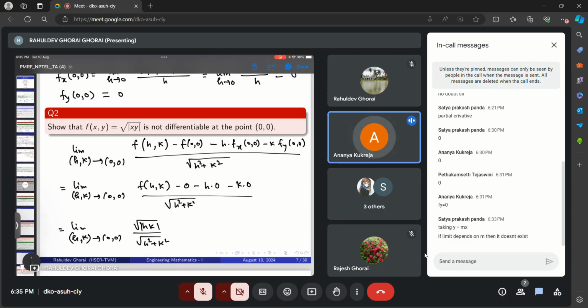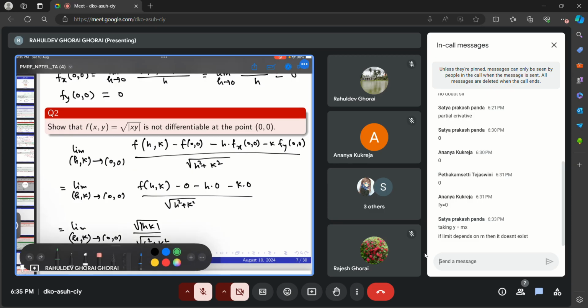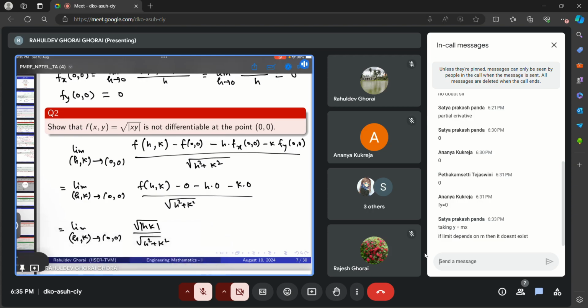So we can take h equal to mk or k equal to mh, and then we will see that the limit depends on m, so it does not exist. Okay. Any other way? This is a very good answer, and of course this is fully correct. Any other way to do it?